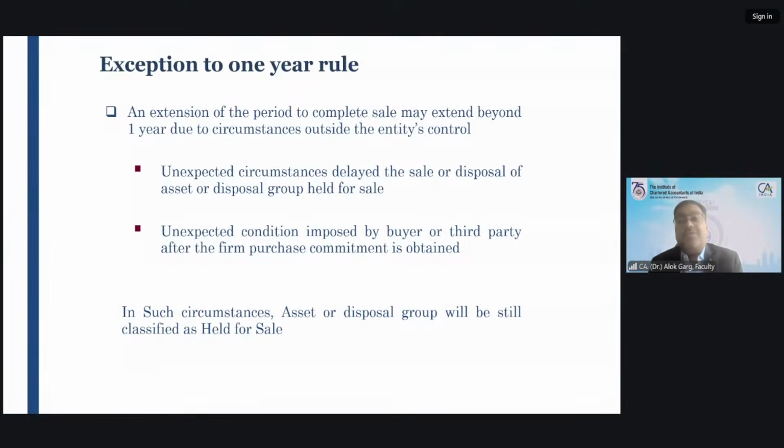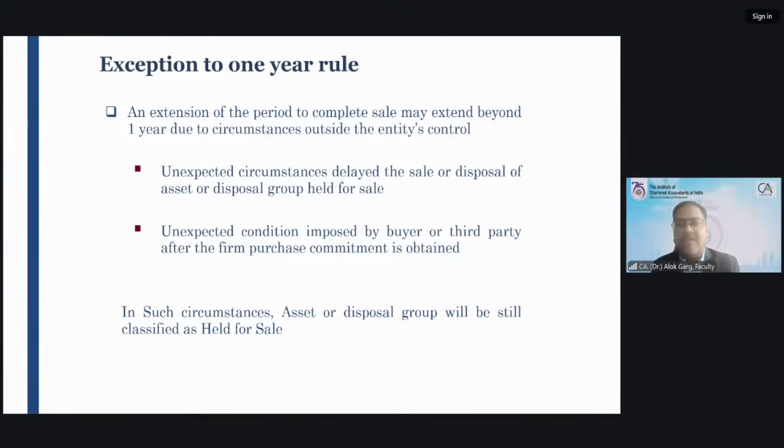Or it is just crossing 1 year. We should say no, no, no. It is not classified as held for sale. Even though the buyer is there, the binding agreement is there. Correct? Logical, na? Logical? Yes, sir. So that is why the standard has given you two exceptions.